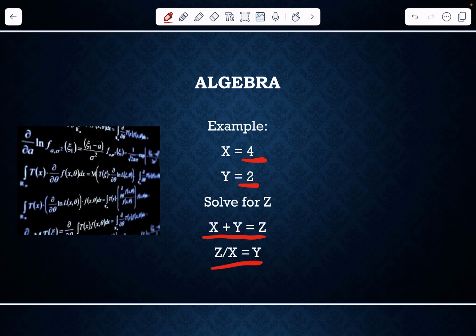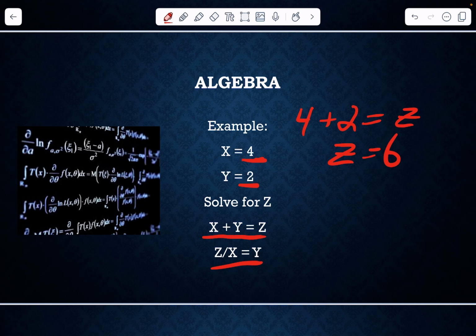So if x plus y equals z, and x is 4, and y is 2, what would z be? Z would be 6, because 4 plus 2 equals 6. That's a very easy example, but we're learning here. So let's try the other one.